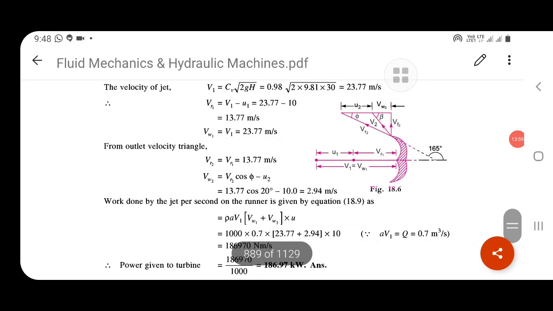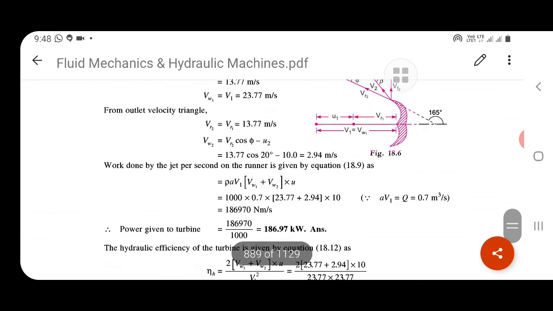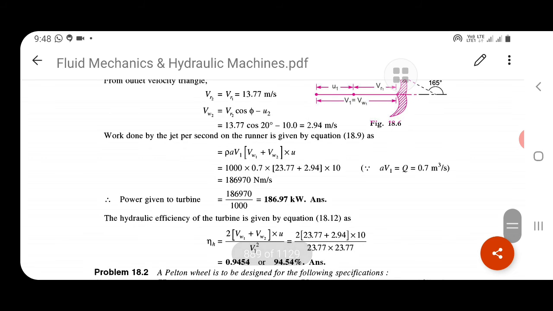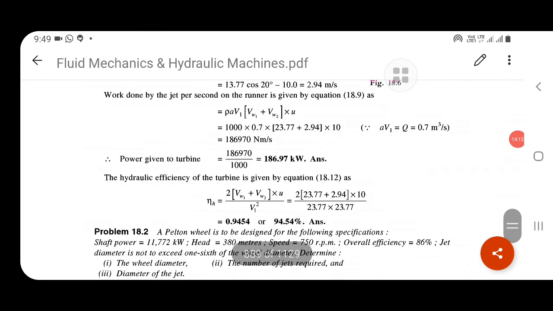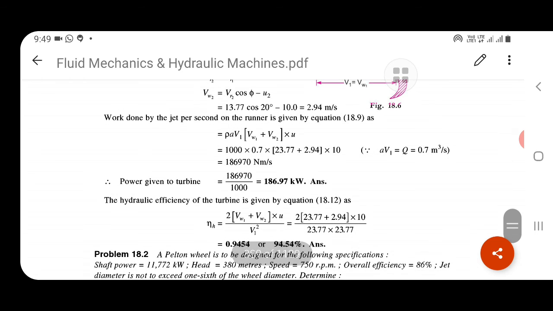So write down next how to calculate the efficiency, 94.54 percent. So next, calculate the efficiency.